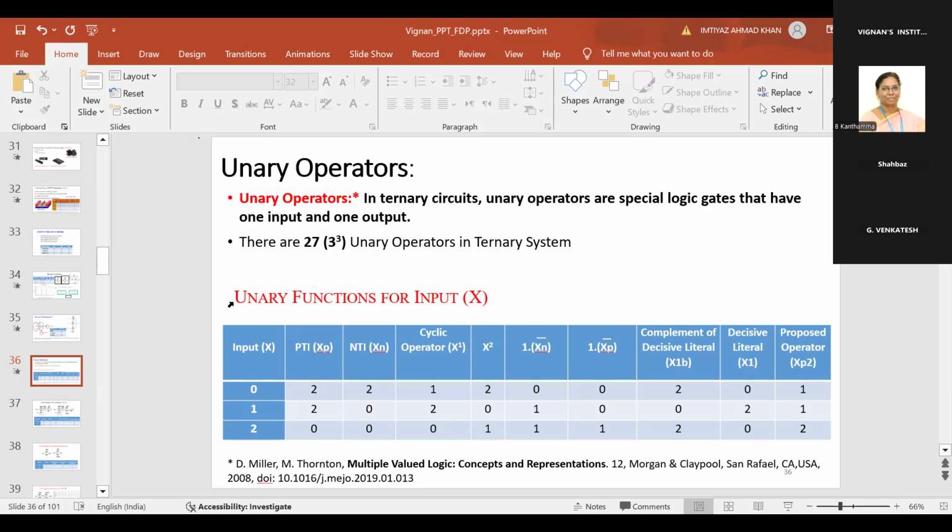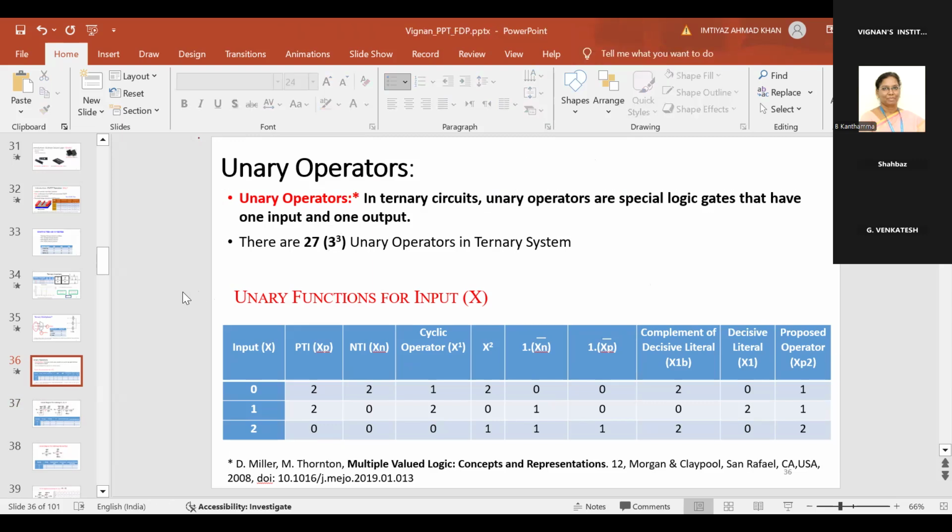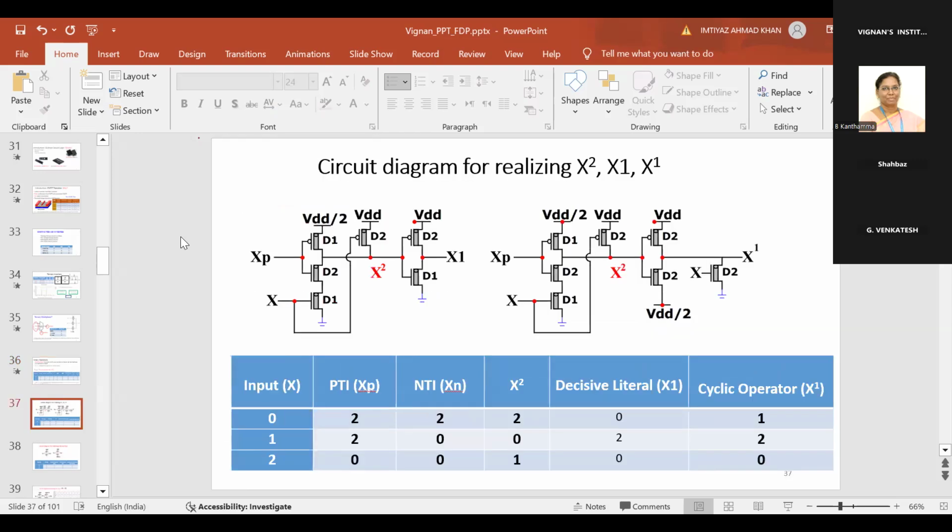It may be tough this time to explain all the details, but it is explained just like the ternary inverter, using cyclic operators x1, x2, where you are moving the value plus one, then plus two. These are all cyclic operators, the unary functions for ternary inverters. Why 27? Because here it is 3 to the power 3 total number of states. In binary, 2 to the power 3 means a total of 8. Here it is 3 to the power 3, 27 states.